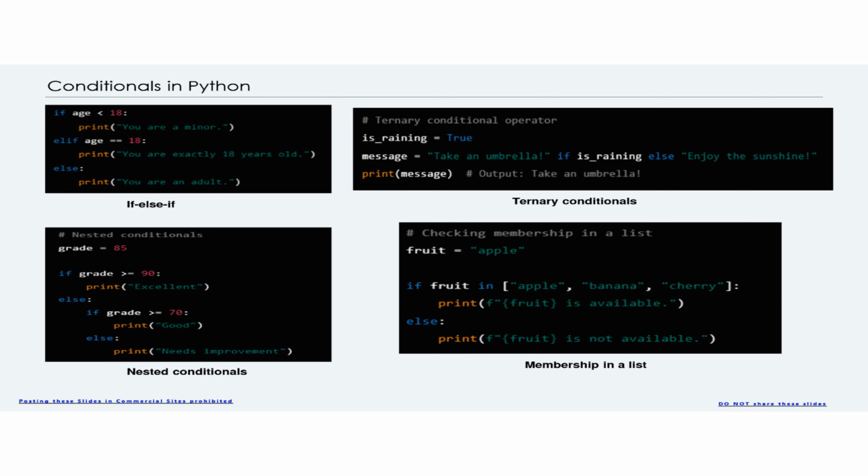Now, let's explore conditionals in Python. We'll start with if-else, if statements which allow your program to execute different code blocks based on various conditions. Then we have ternary conditionals, which offer a more concise way to write simple if-else statements in a single line. Next, we'll discuss nested conditionals, where you place one conditional inside another to handle more complex decision-making processes. Lastly, we'll touch on checking membership in a list, which is crucial for determining if a specific element is present within a list. We will use these constructs in future programming assignments.